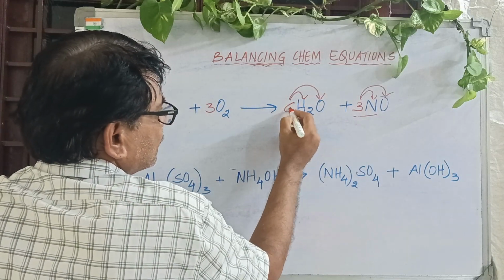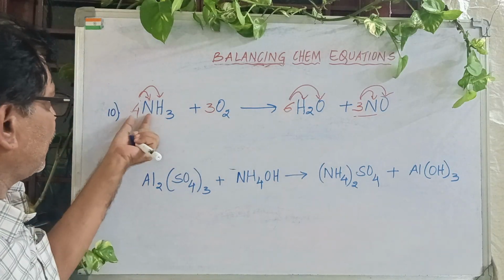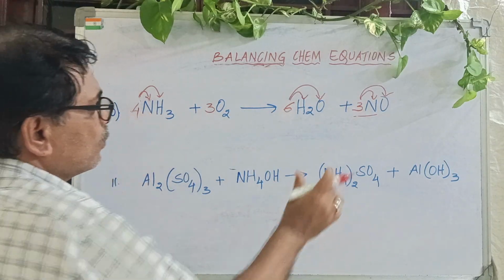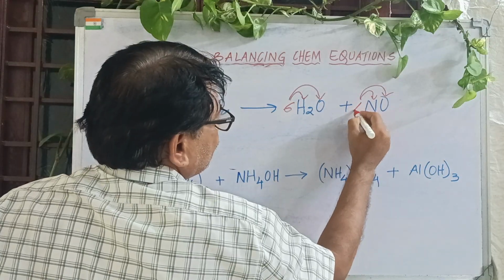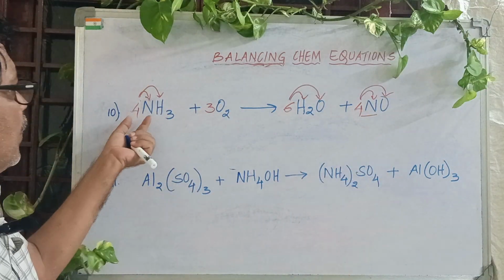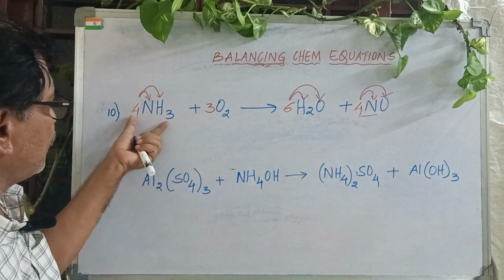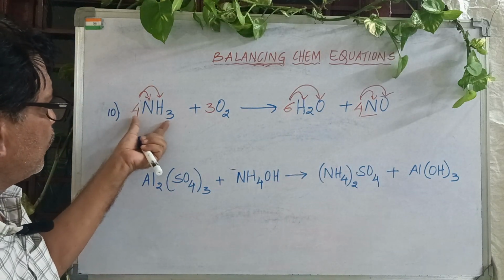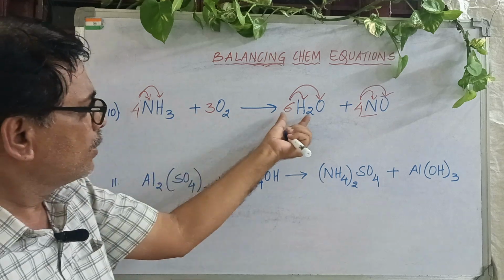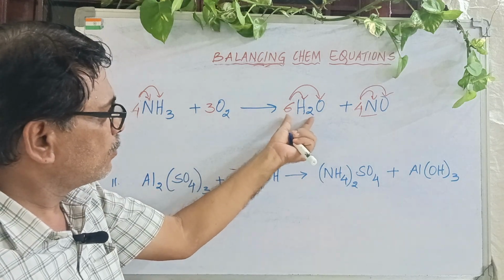You have to make it 6. See now, hydrogens how many? 4. Hydrogens are 4. So change now. Now you have to change. Nitrogens are 4, sorry. Nitrogens are 4. 4 threes are 12. 6 twos are 12.